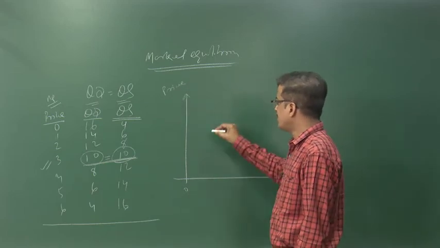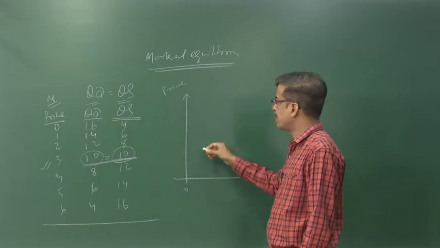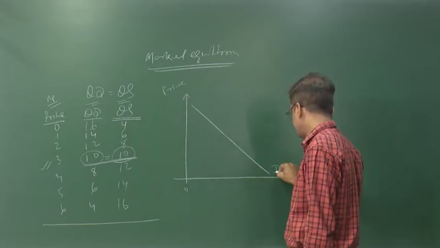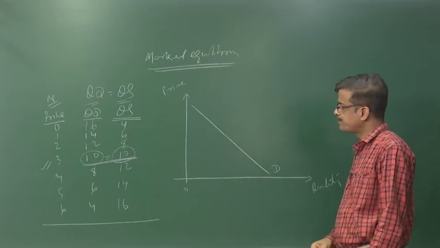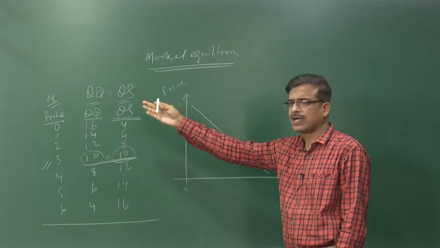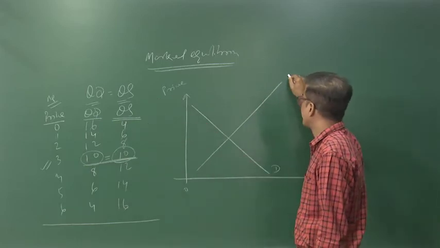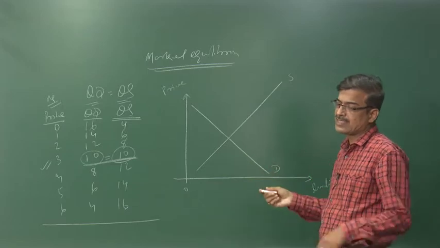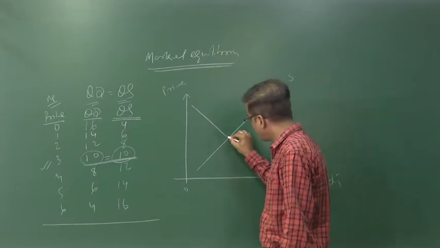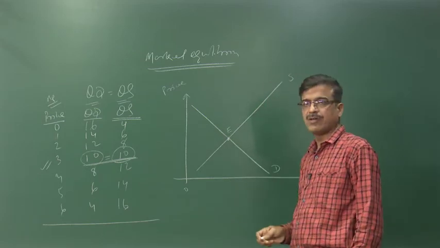When we plot the demand corresponding to the different prices, we get the demand curve, which is downward sloping. This is the demand curve. Similarly, when we plot the supply according to the price, we get an upward sloping curve. This is the supply curve and this is the demand curve. And this is the point of equilibrium.